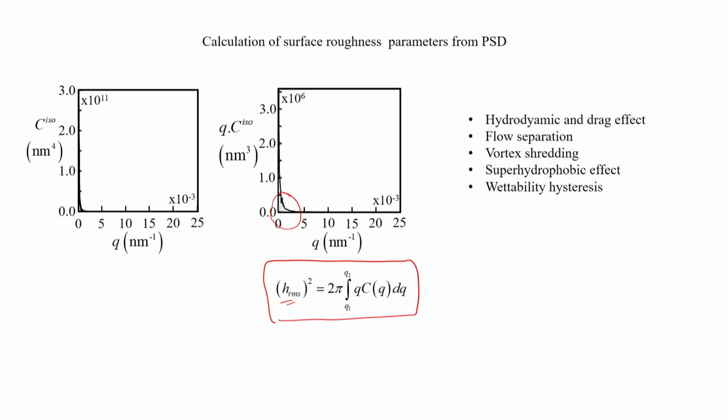For example, hydrodynamic and drag effect. There, large wavelength features matter, so very small wavelength features don't make much difference. Flow separation, vortex trailing, all these phenomena in fluid mechanics where flow is the matter, it is the large wavelength features that become important. So, h RMS is good enough for them, and then the super hydrophobic effect also is affected by the large features. Therefore, for that h RMS is good to know, and wettability hysteresis.